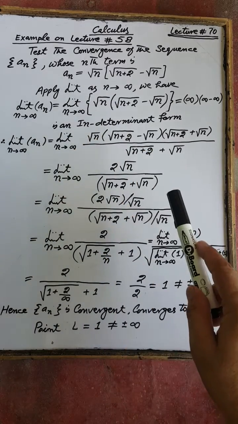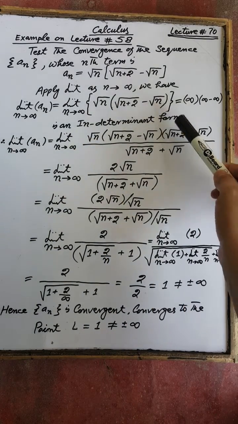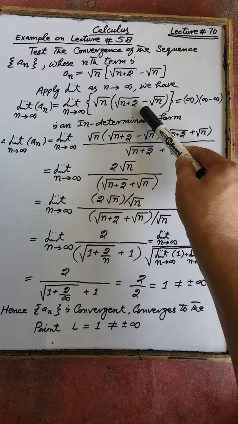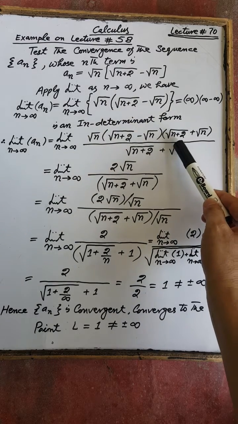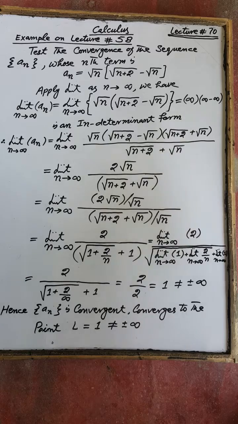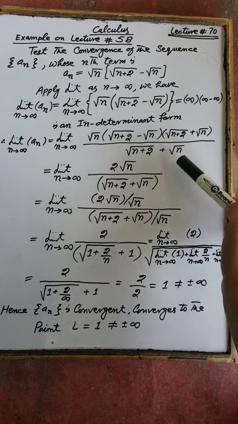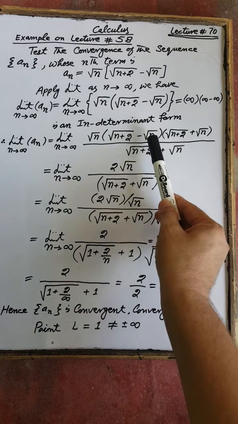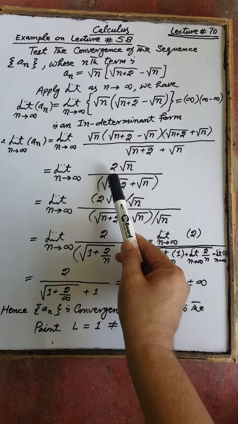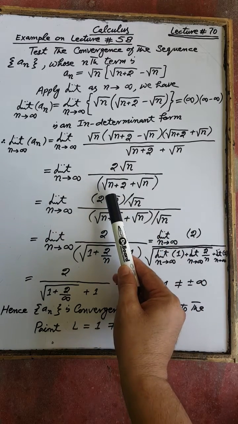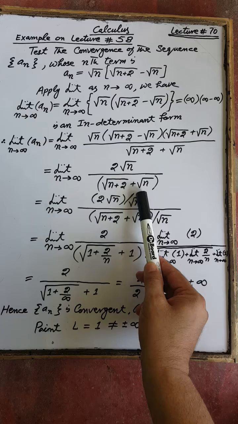Therefore, we multiply and divide the function by √(n+2) + √n. After the multiplication and simplification, the result is 2√n divided by (√(n+2) + √n).